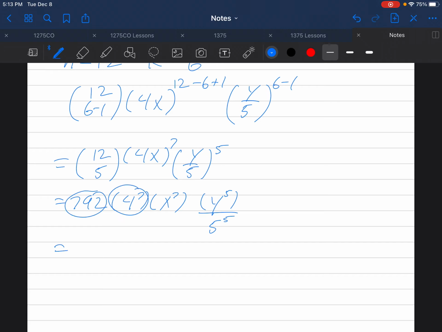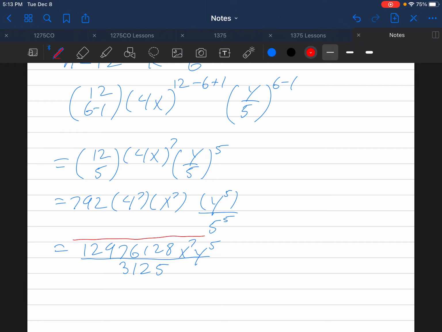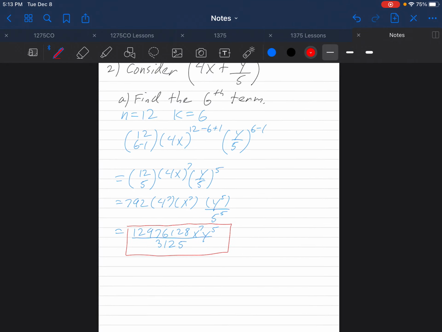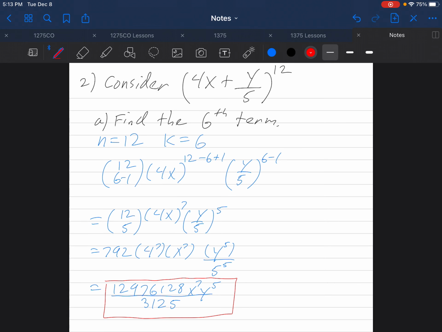This is going to equal 792 times 4 to the 7th power, which is going to equal 12,976,128. This is x to the 7th power, y to the 5th power, and our denominator is going to be 5 to the 5th power, which is equal to 3125. And this is the 6th term in this expansion here.